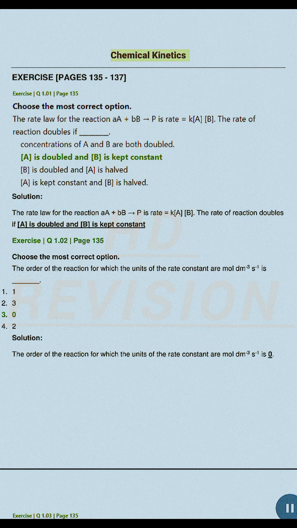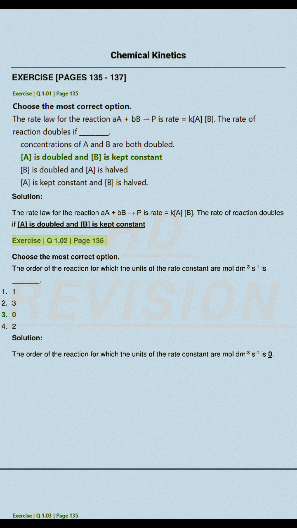Chemical kinetics. Exercise pages 135 to 137. Solution. The rate law for the reaction A plus B right pointing arrow P is rate equals k[A][B]. The rate of reaction doubles if A is doubled and B is kept constant.